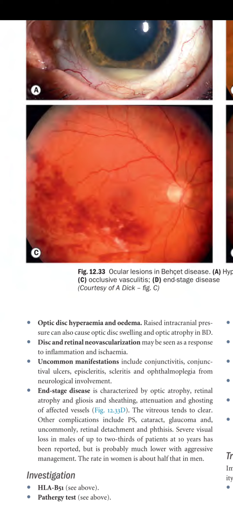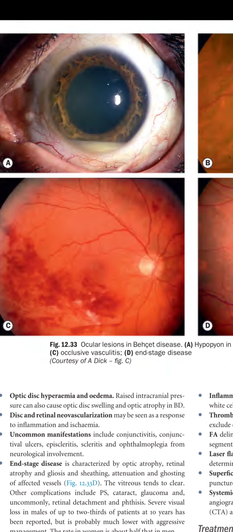vessel. The vitreous tends to be clear. Other complications include posterior synechiae, cataract, glaucoma, and commonly retinal detachment. Severe vision loss in males, up to two-thirds of the patients at 10 years, has been reported, but is probably much lower with aggressive management. The rate in women is about half that in men.